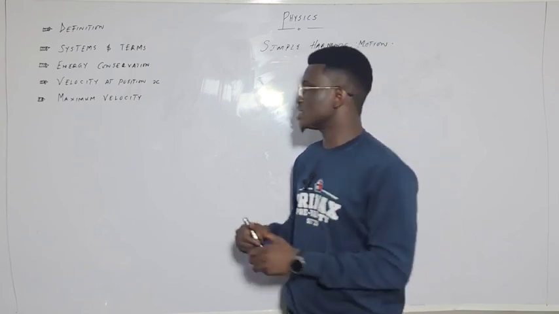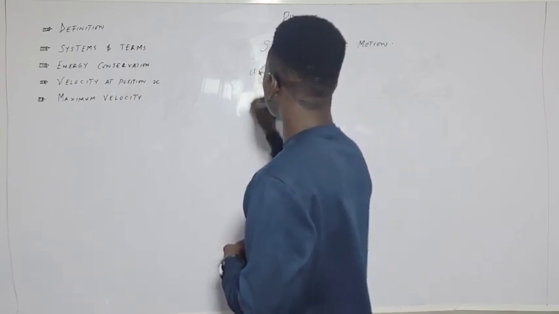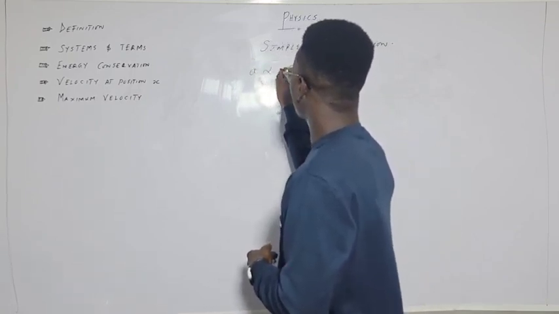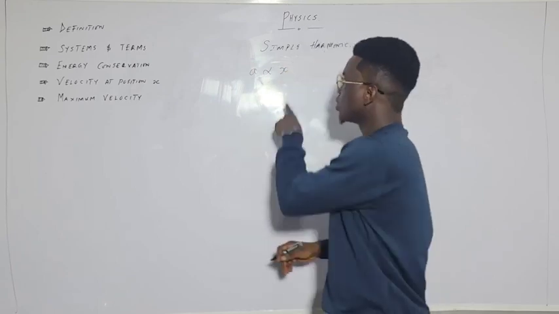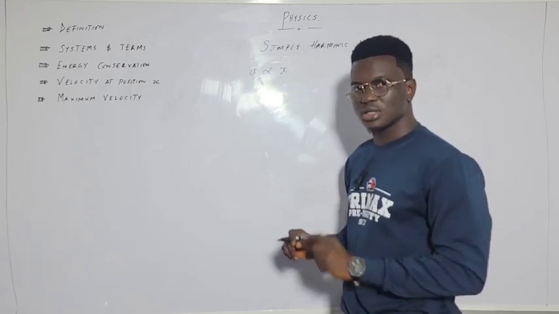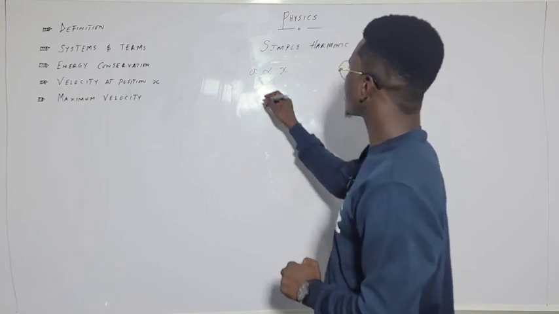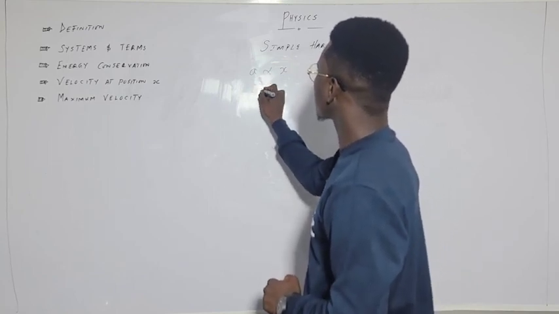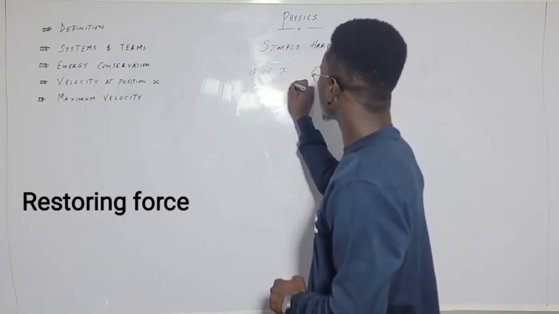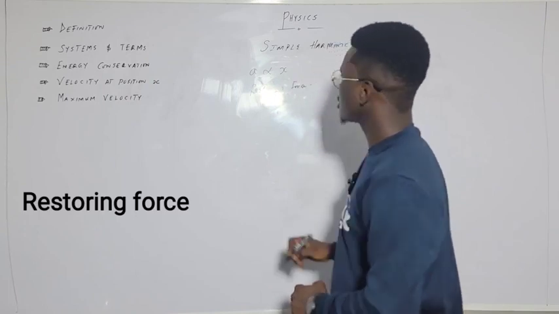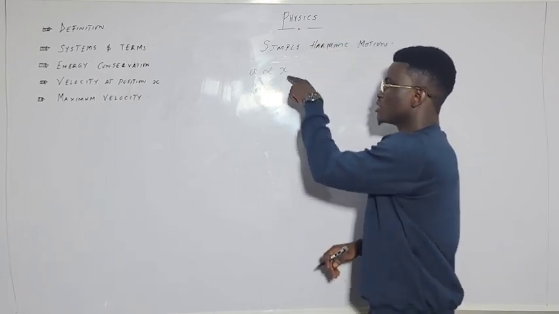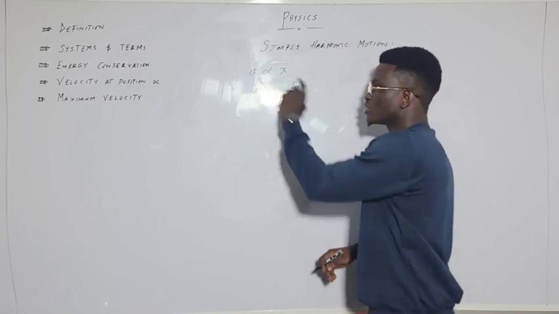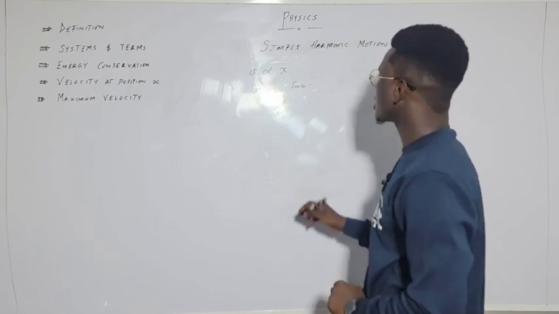There are some terms I've said here. First is that the acceleration of the body is directly proportional to its displacement. We are going to understand what this means as we move on. And this always happens under the action of what? A restoring force. So these are terms you should not forget. What does restoring force mean? What does displacement mean? What does acceleration mean? So let's check it out.